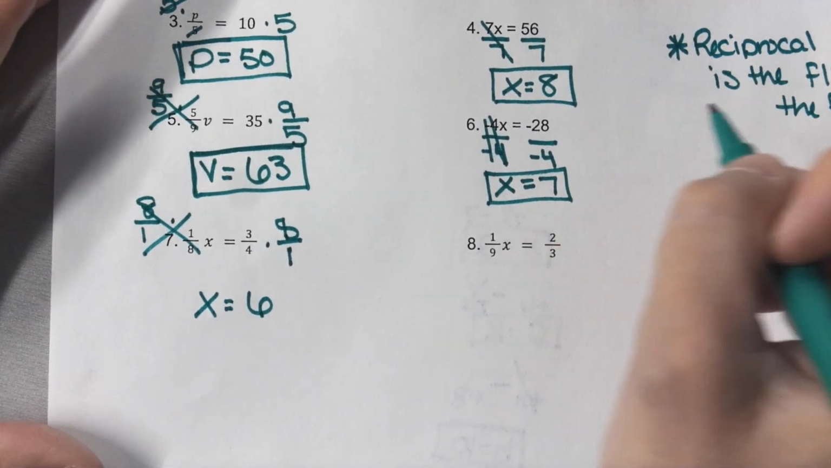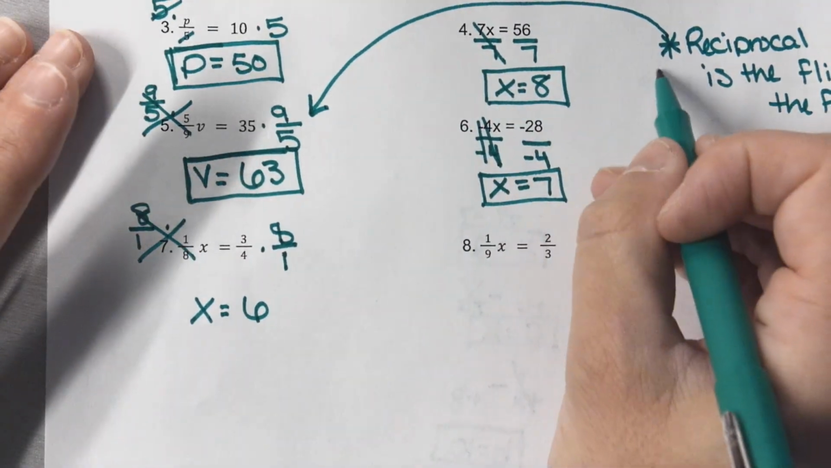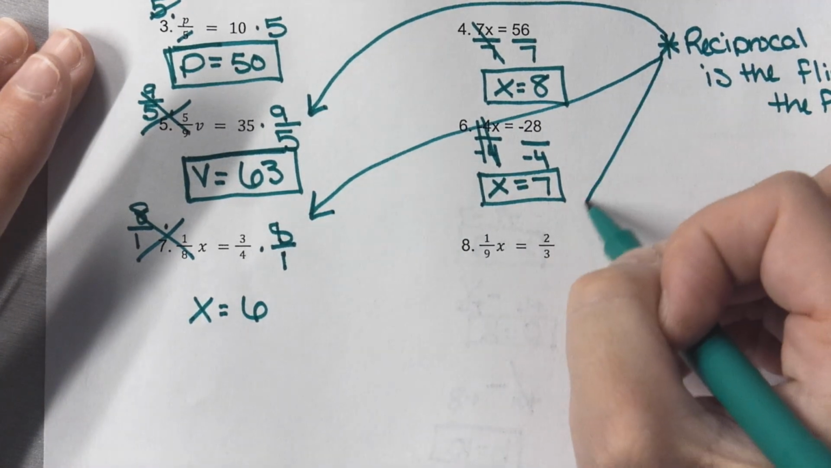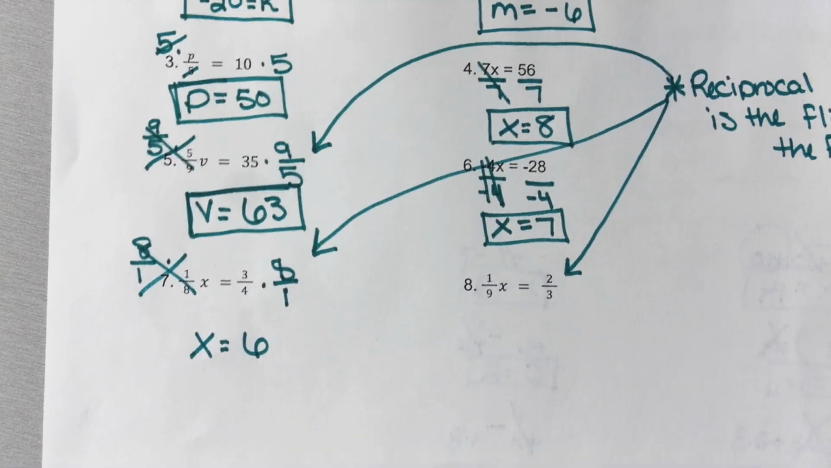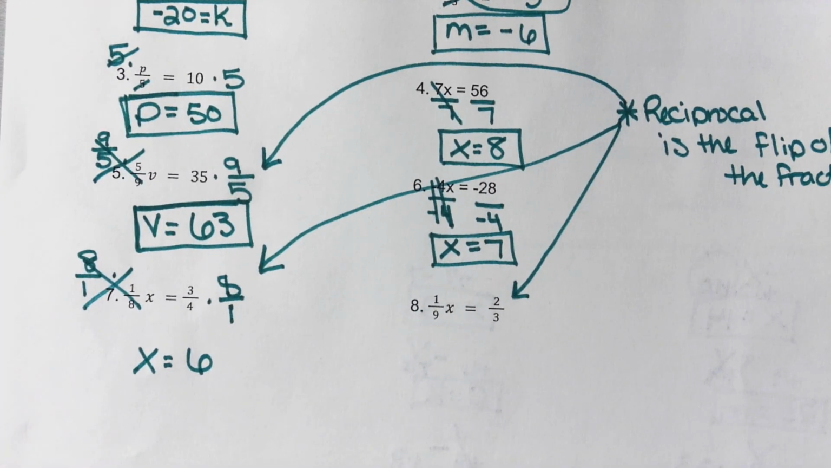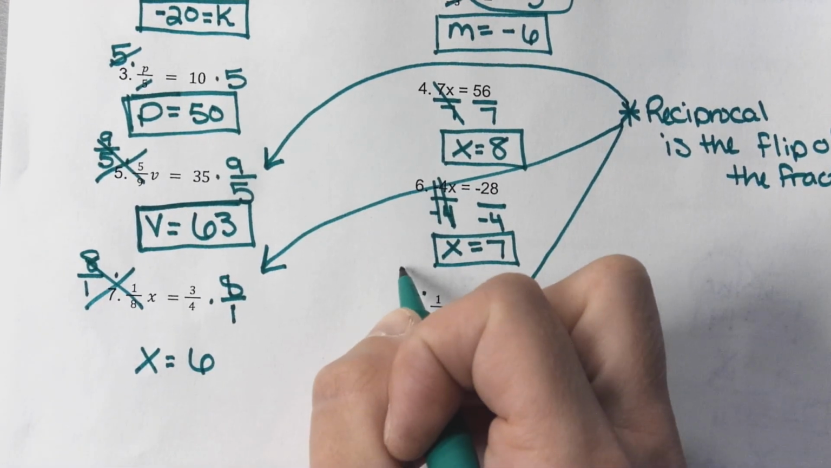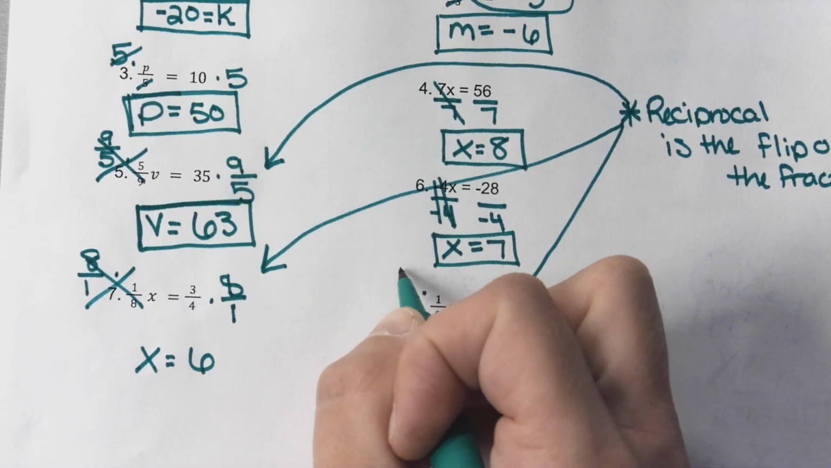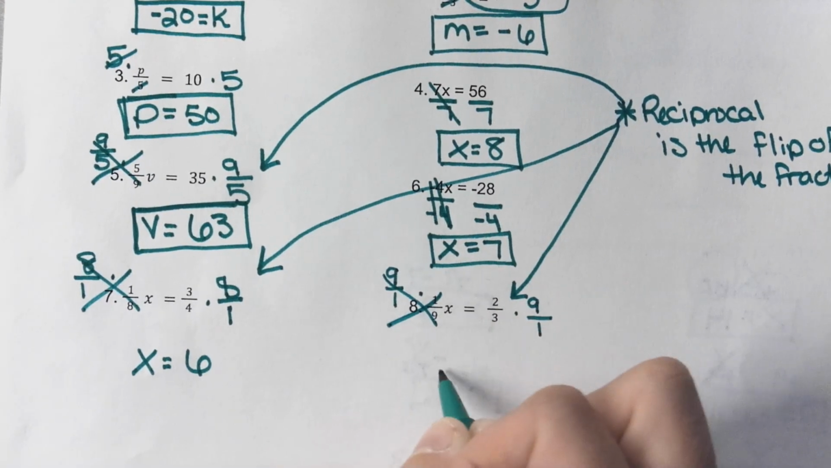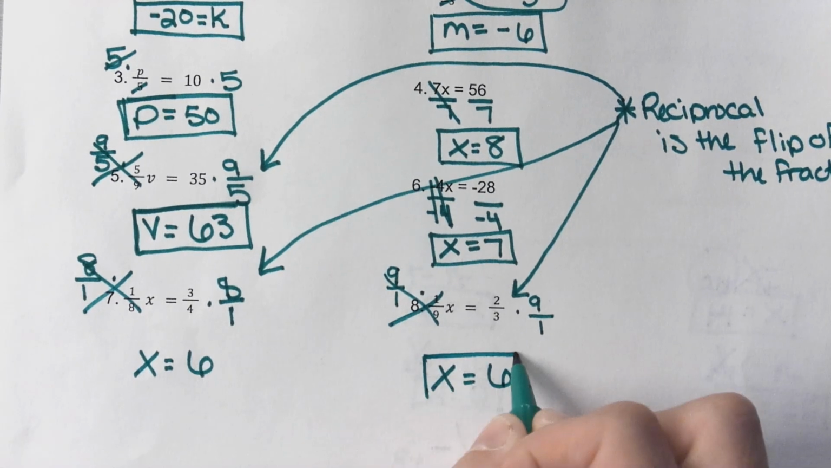So multiplying by the reciprocal, if you want to remind yourself which ones we did this on, we did this for number 5. We did this for number 7. And I'm also going to multiply by the reciprocal for number 8. So what am I multiplying by first? Not 8 over 1 this time, but 9 over 1 this time. These cancel. X equals 18 over 3, which is 6.